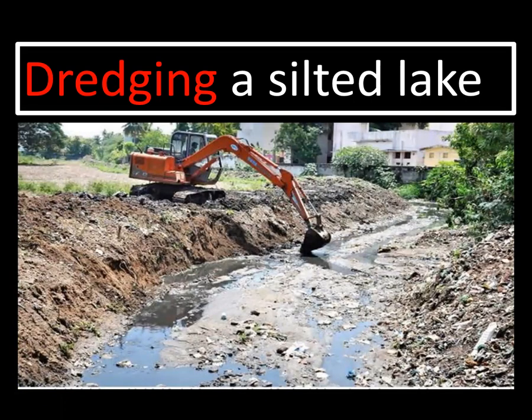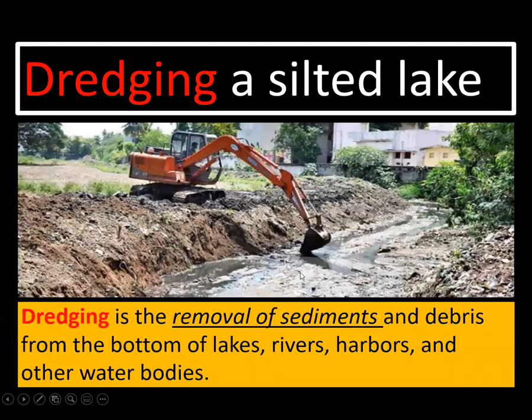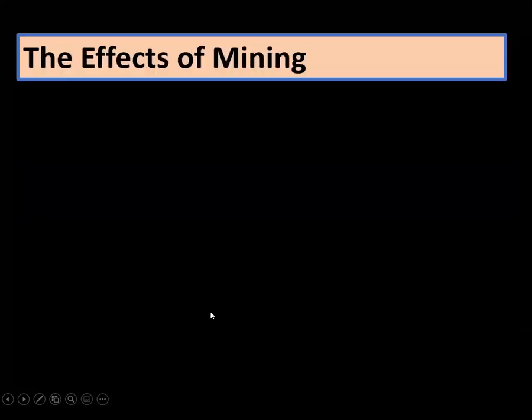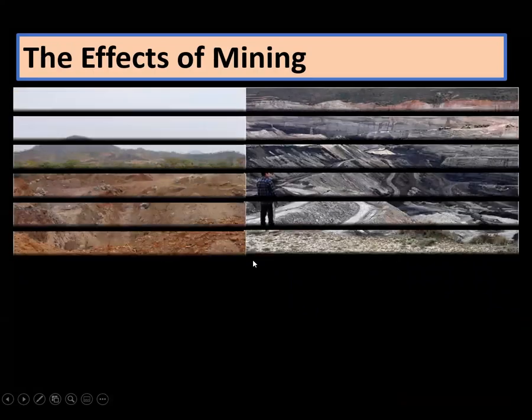This is another example of dredging. Now, the mining industry close by this area has released a lot of mine tailings that has made this canal so shallow and so polluted that it needs to be revived through the process of dredging and other processes. Dredging is the removal of sediments and debris from the bottom of lakes, rivers, harbors, and other water bodies. What are the effects of mining?